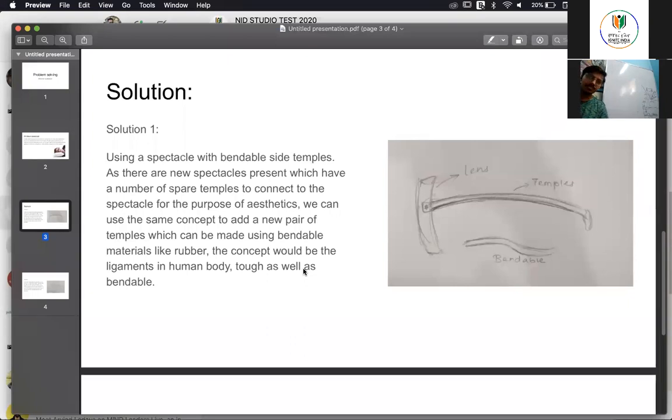So I could think of two solutions. The first could be that there are different temple sets available for our spectacles nowadays, like you can mix and match according to your outfit. So I thought of having another bendable pair of temples for our glasses. Whenever you put pressure here, it will bend, it won't shift, but it will bend here.